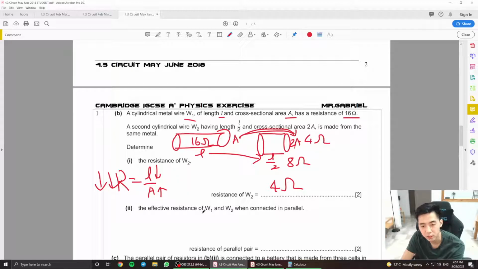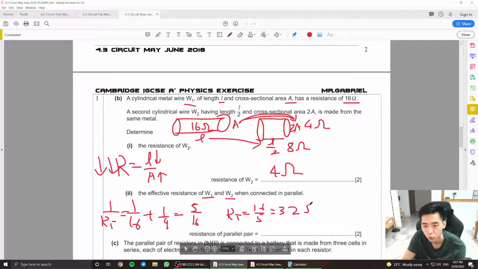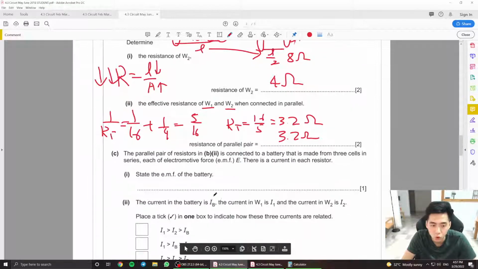The effective resistance of W1 and W2 when connected in parallel is 1/16 plus 1/4, which is going to give you 5/16. This is not your final answer because this is only 1 over RT. RT would be 16/5, which will be 3.2 ohms in this case. It's supposed to be 3.2 ohms.